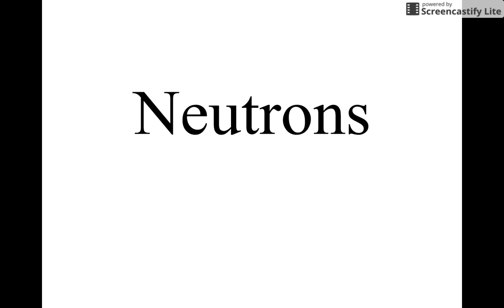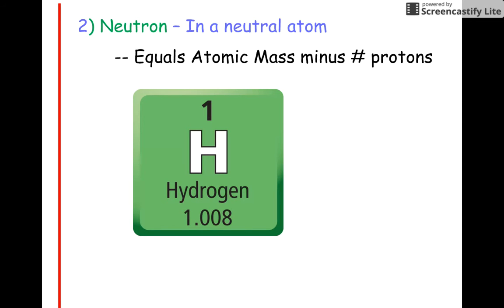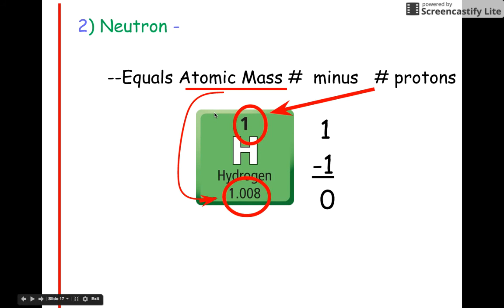Neutrons, you're going to have to do some calculations to find the number of neutrons. It equals the atomic mass minus the number of protons. The atomic mass over here is 1.008. We're going to round this up to 1, and then subtract the atomic number, the number of protons, and that equals 0. So hydrogen does not have any neutrons.